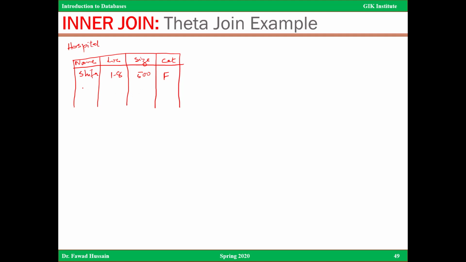So the next one is maybe Qaid-e-Azam International Hospital. So QIH, this is located in, I think it is H13. Assume it has 400 beds, and this is also a full hospital. And then we have PIMS, which is in G8. It has maybe 1000 beds, and this is also a full hospital.